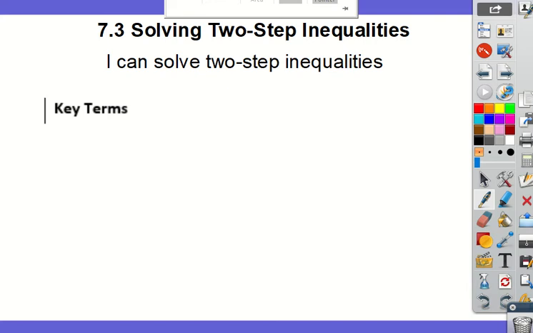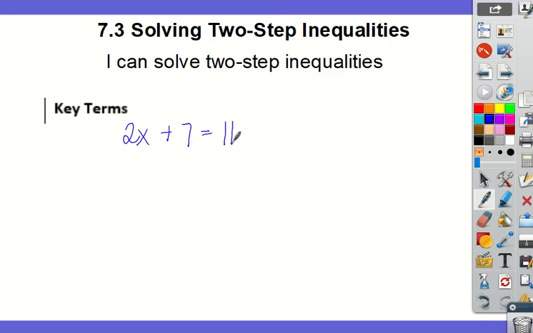Your essential understanding for today is I can solve two-step inequalities. As you can see in your note taker, your key term section is blank. But what I do want you to do is write down this equation, 2x plus 7 equals 11.